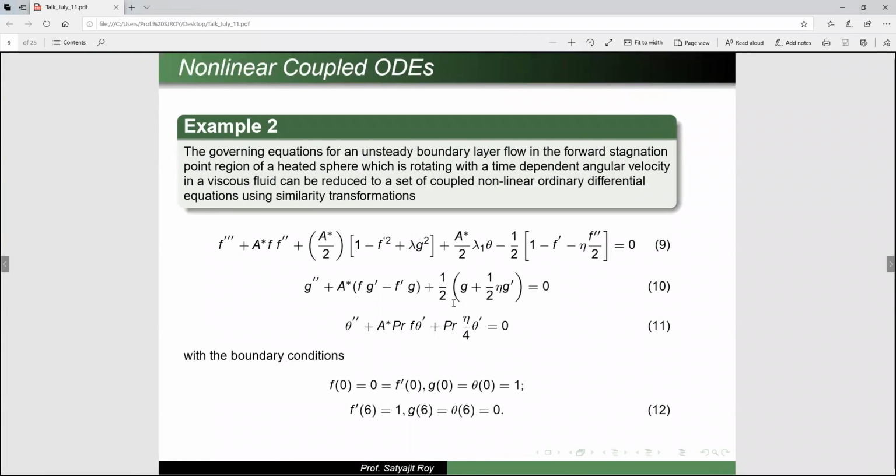So how to solve this problem? This came from a research paper. Someone might have solved it. One of my students solved this problem. So this is a fluid dynamics problem. Unsteady boundary layer flow in the forward stagnation point region of a heated sphere which is rotating with a time-dependent angular velocity and all. How to get this equation, that I have not given. So this is a system of ODE. And single ODE I told, system of ODE I told. Okay.